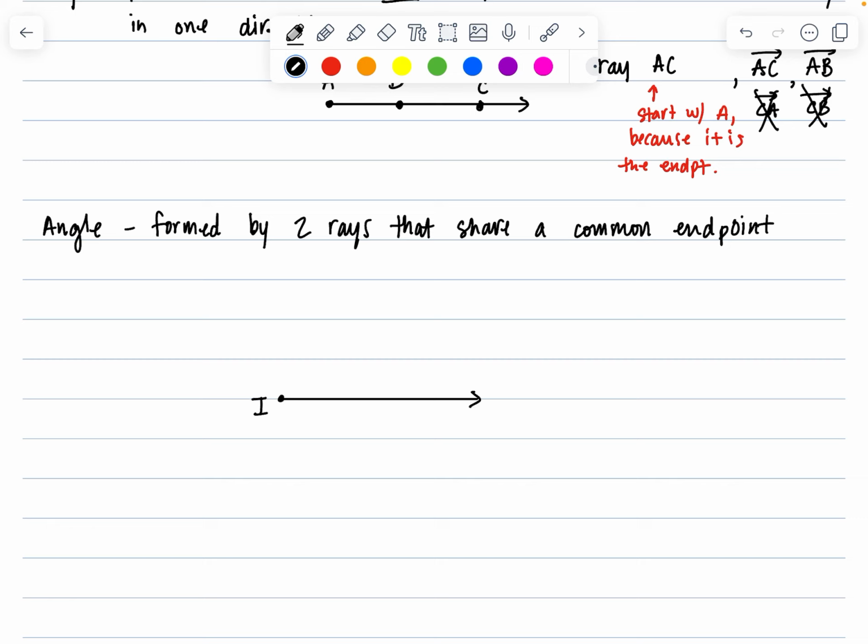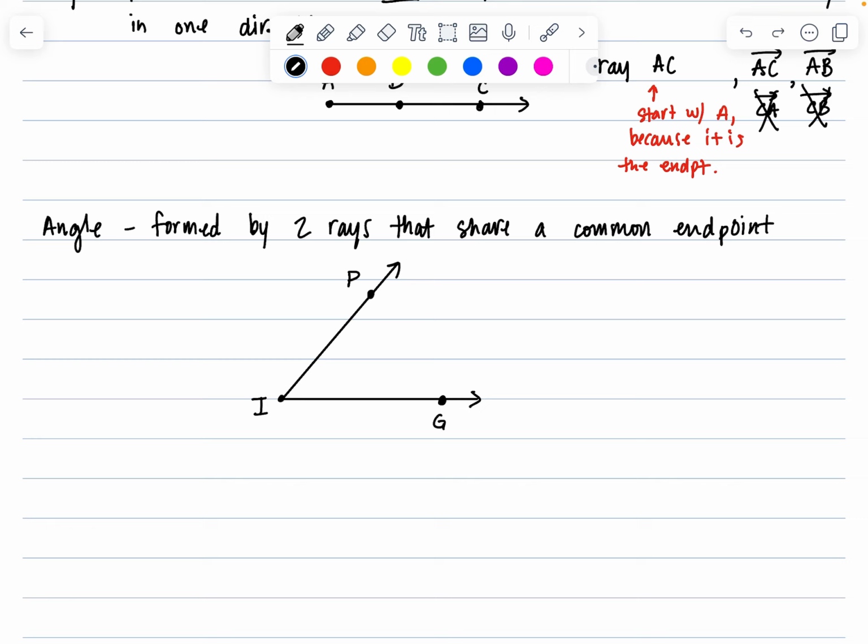I'm going to call this I. I'm going to call another point towards the arrow G, and then I draw another ray starting at I as an endpoint. And then put another point towards the arrow. I'm going to call this P. This actually, we have two rays, IP is the ray, and IG is the other ray, and they share the common endpoint I.